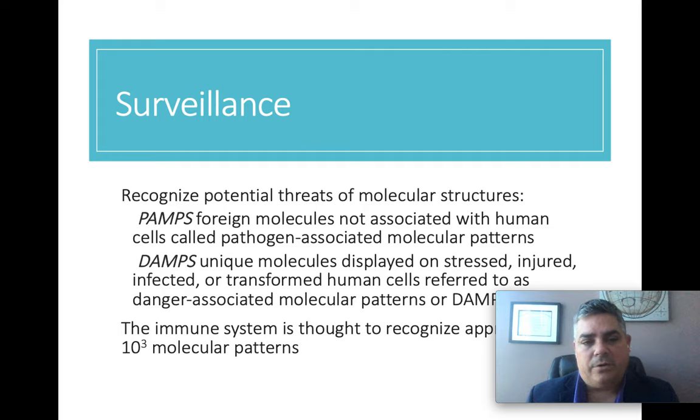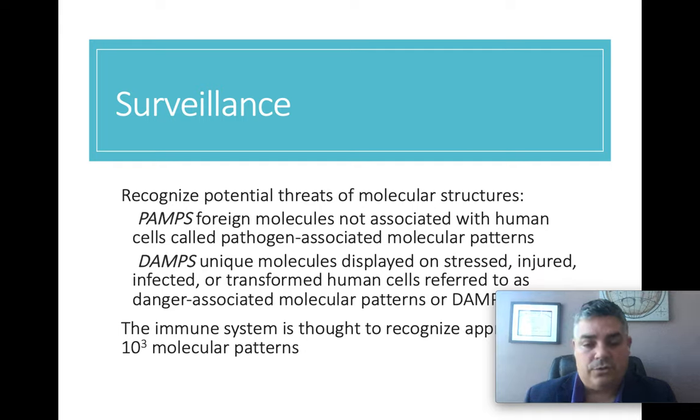So going a level deeper, what's surveillance? What does this mean in terms of the immune system's ability to detect threats vis-a-vis molecular structures? And there's really kind of two broad categories. The first is PAMPs, which are pathogen-associated molecular patterns. These are foreign molecules not associated with human cells and are basically epitopes or proteins that are found on organisms. And so this notion of the immune system's capacity to detect literally thousands and thousands of these, broadly speaking, is incredibly impressive.